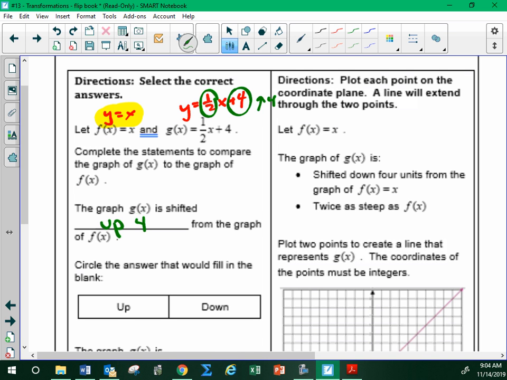Circle the answer that would fill in the blank. On the SOL I would say, like, select the answer that would fill in the blank. So it's shifted up, right? It's positive 4, so we went up 4.